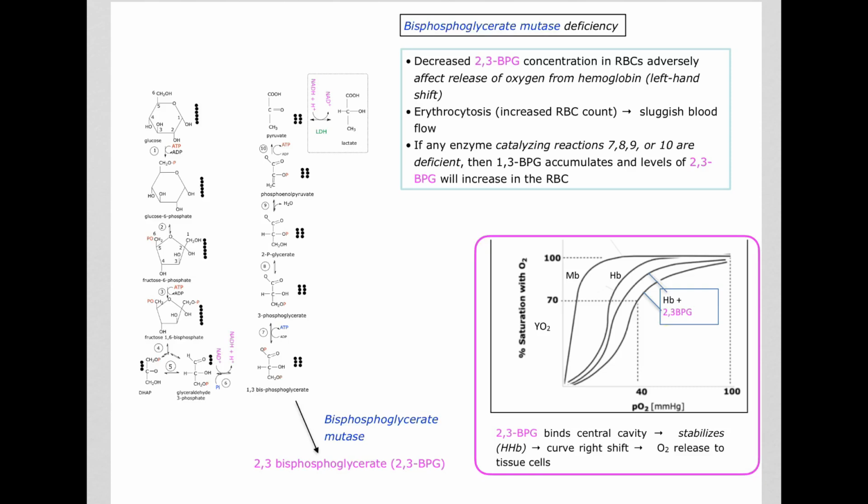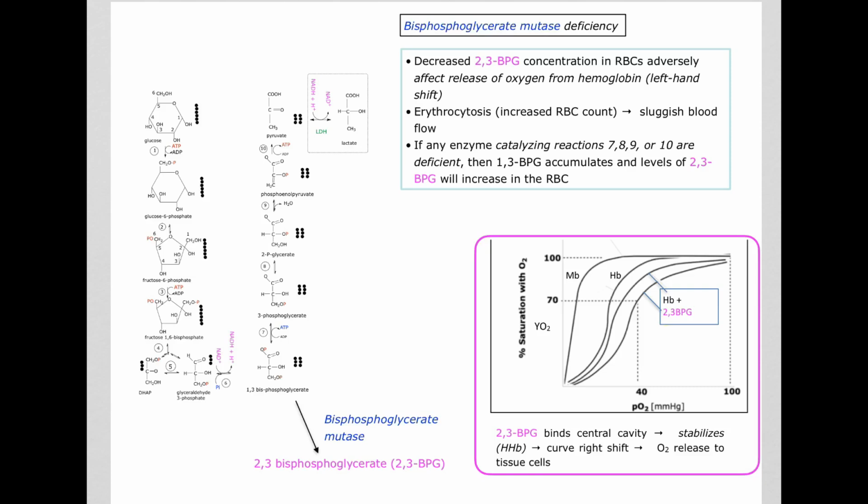Now, if the tissues are not getting enough oxygen because of this deficiency in 2,3-BPG, then the body is going to respond by making more RBCs. That's called erythrocytosis. So now this afflicted person will have a high RBC count. And that excessive amount of RBCs in the blood is going to lead to a very sluggish blood flow. And this sluggish blood flow can lead to symptoms such as headaches, high blood pressure, and dizziness.